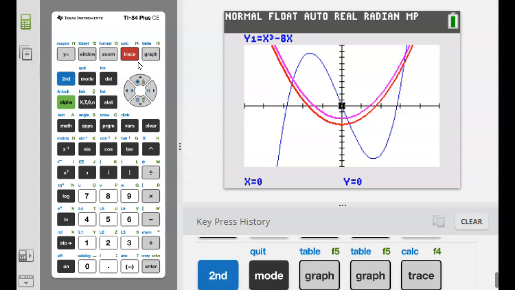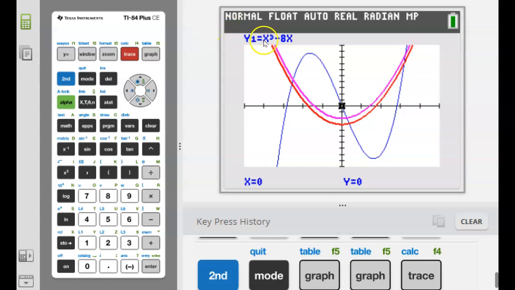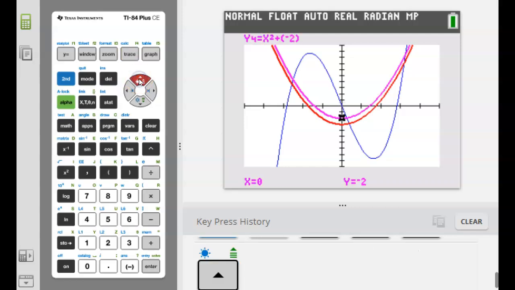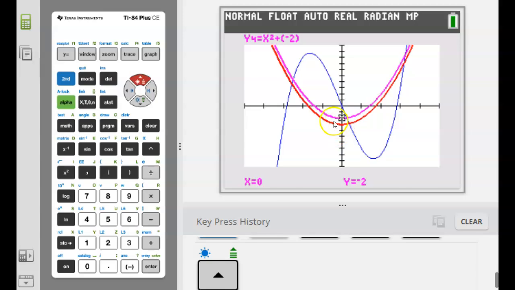Now I'm going to use an up arrow, and if you look up here at the top of the graphing screen, you can see the y1 tells me which function I'm using. If I use the up arrow, you'll watch that change. So now it says I'm on my really bright pink one there, right? And that's my y4 of x squared plus a negative 2.